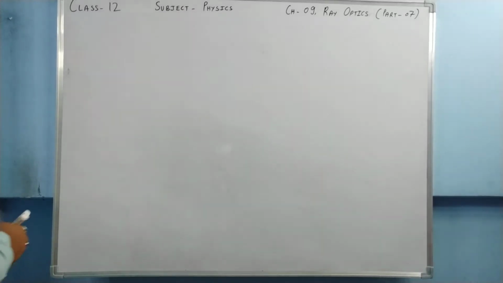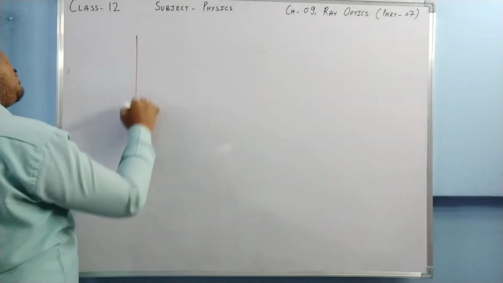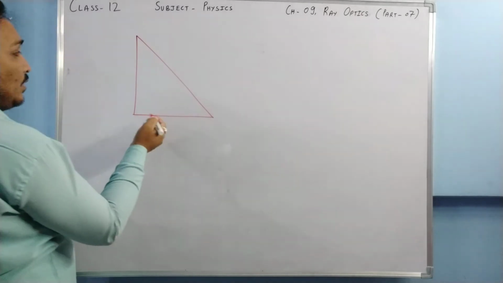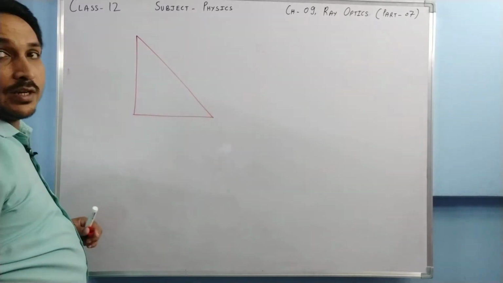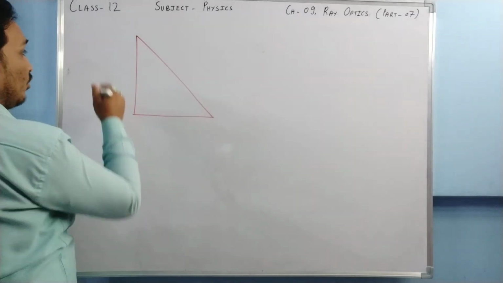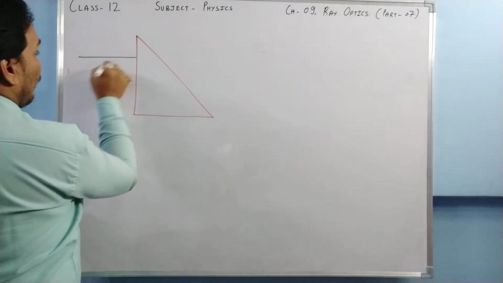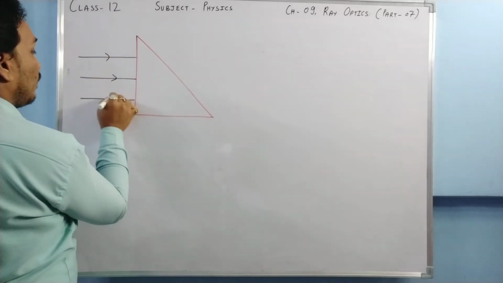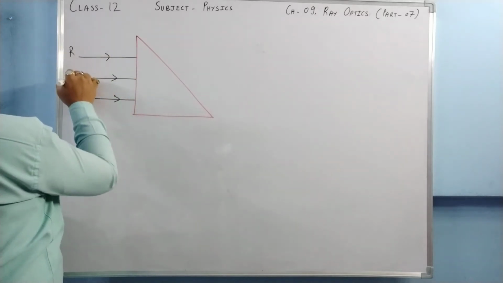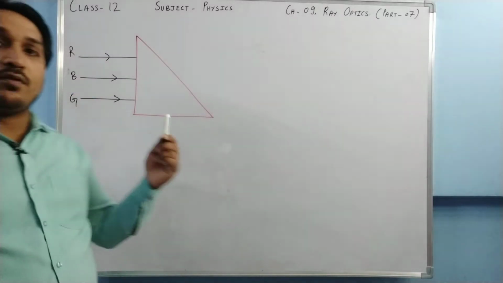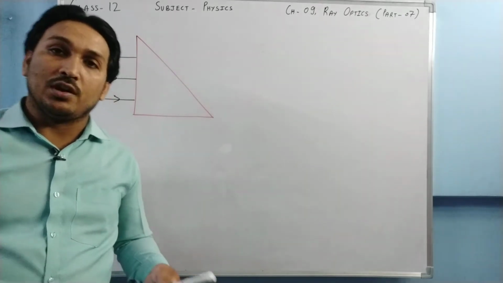Next question. In the question it is given that a right angle isosceles prism is there. Isosceles prism, so basically this angle and this angle are going to be equal. Three rays of light are falling on it. One is red color, one is blue color, and one is green color. Obviously we know that refractive index of the material of the prism depends upon the color also.